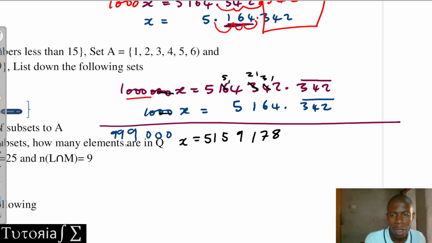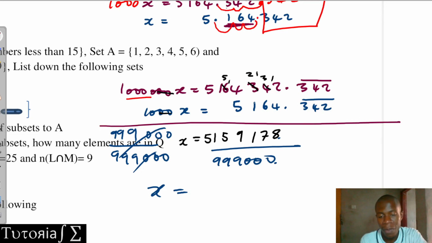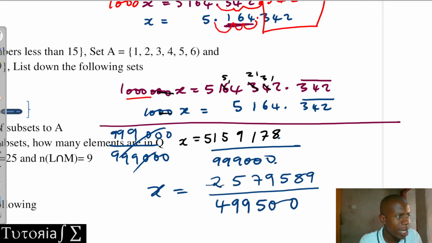So basically we divide by 999000 and this side 999000. This will give us x being equal to, so this can simplify because this is 8, so this is an even number and that is an even number. When you have a 0 at the end, just know that that is an even number. And when you have an even number at the end, know that 2 is the smallest factor that can go into an even number. So 2 into 5159178, and you're going to get that number there.